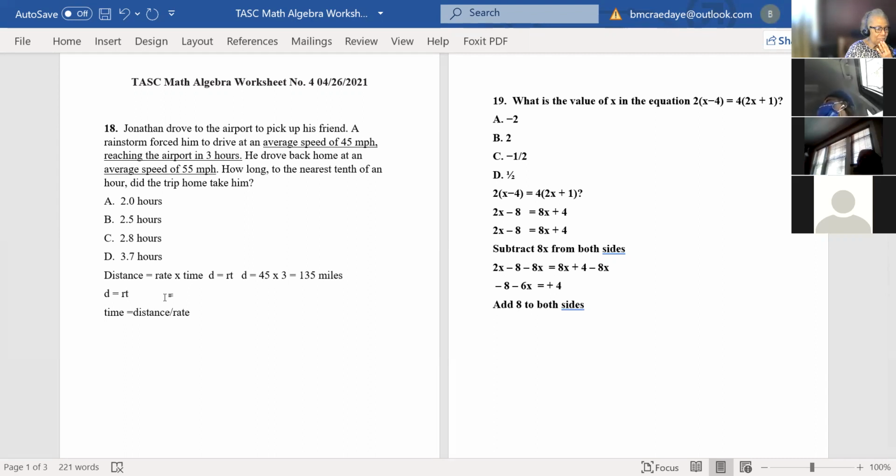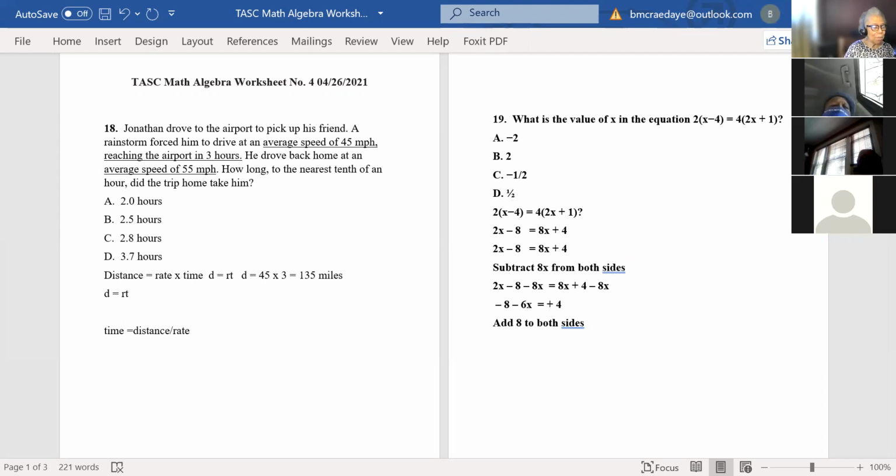How would I solve D equals RT for T? What would I do to both sides of the equation to get T? You have to divide. That's right, divide by what? I want to solve for T. You want to solve for time, T. Okay, so what would I divide by? Therefore, you divide RT on both sides.